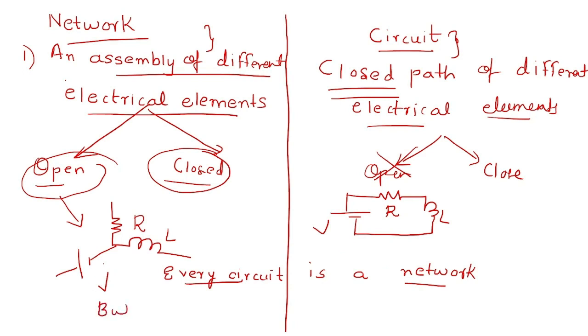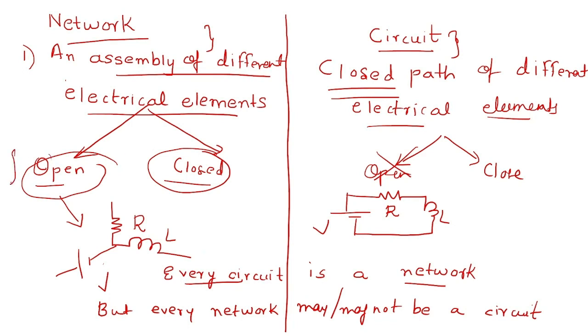But every network may or may not be a circuit, because if a network becomes open, it will not be a circuit. However, if the same network is closed, it will be a circuit.